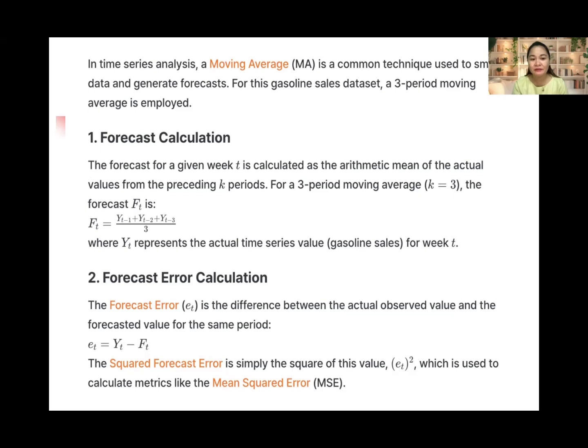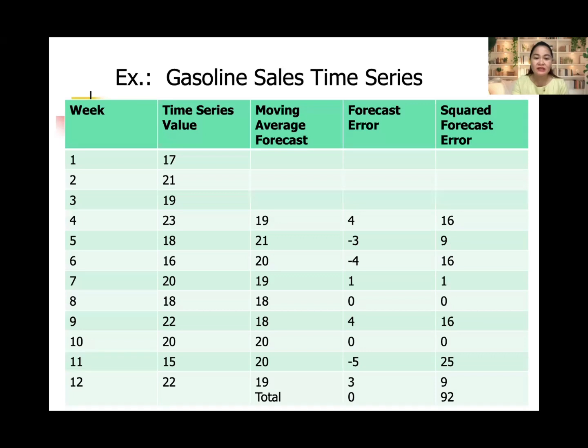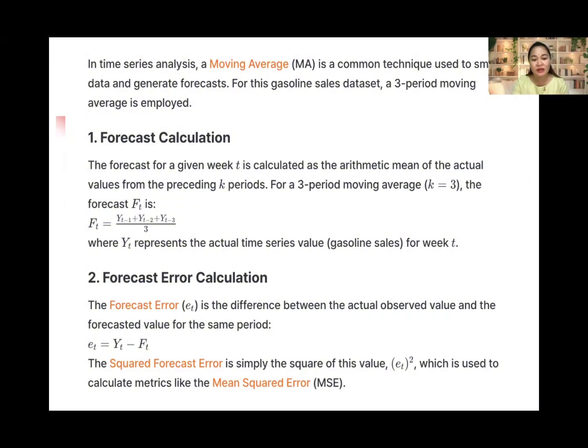So for example, with period 3, from the given values 17, 21, and 19, you can forecast the next week. Forecast error is the actual value minus the forecast value. So we solve for the forecast error: the actual value minus the forecast value. Then we have the squared forecast error: you just square the error. So the forecast error you're going to square, and you can get the mean squared error. Okay.